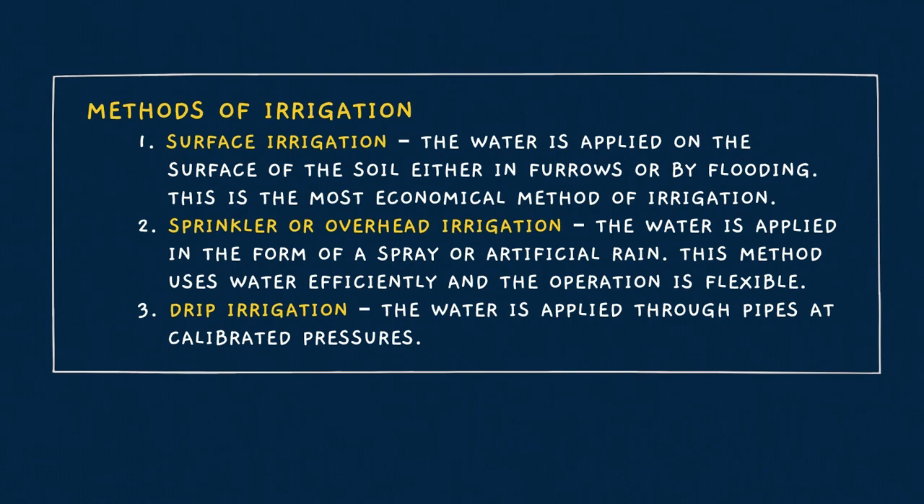Number 2, sprinkler or overhead irrigation. The water is applied in the form of a spray or artificial rain. This method uses water efficiently and the operation is flexible. Number 3, drip irrigation. The water is applied through pipes at calibrated pressures.